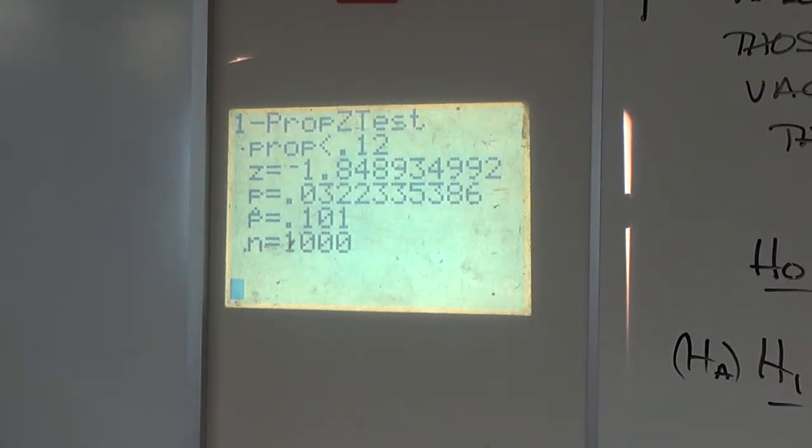So instead of an int, we're using test. Thank you for the connection. It's the same thing, except it's not an interval, it's a test.